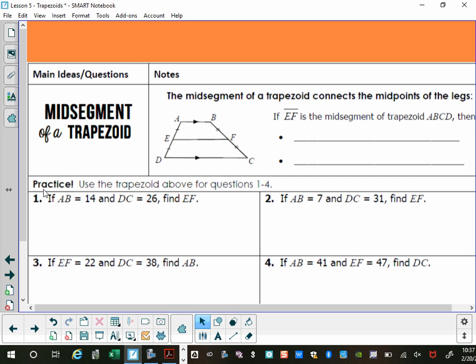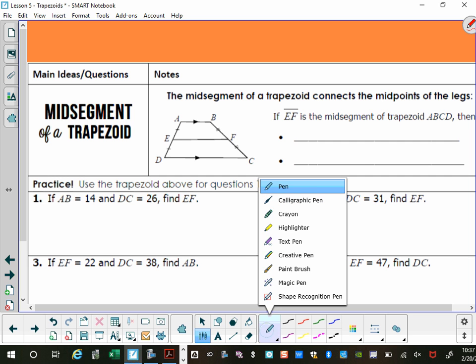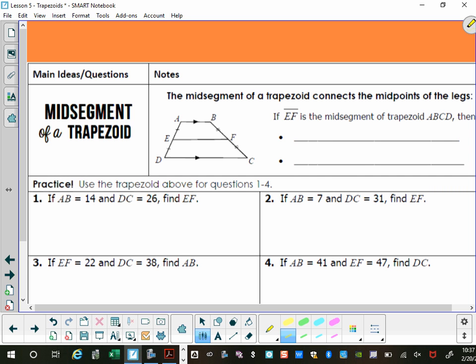25. All right, on page 25, this is a different topic, but same concept. We're doing the mid-segment of a trapezoid. So the mid-segment of a trapezoid connects the midpoint of the legs. If EF is the mid-segment, that's what we know. EF is the mid-segment. AB and DC are also parallel. So we're going to write AB is parallel to EF, which is parallel to DC.